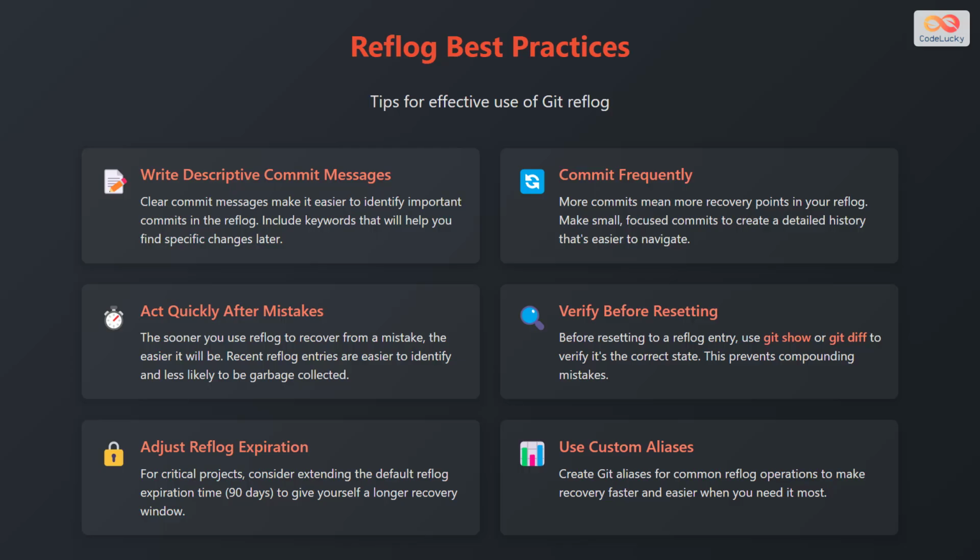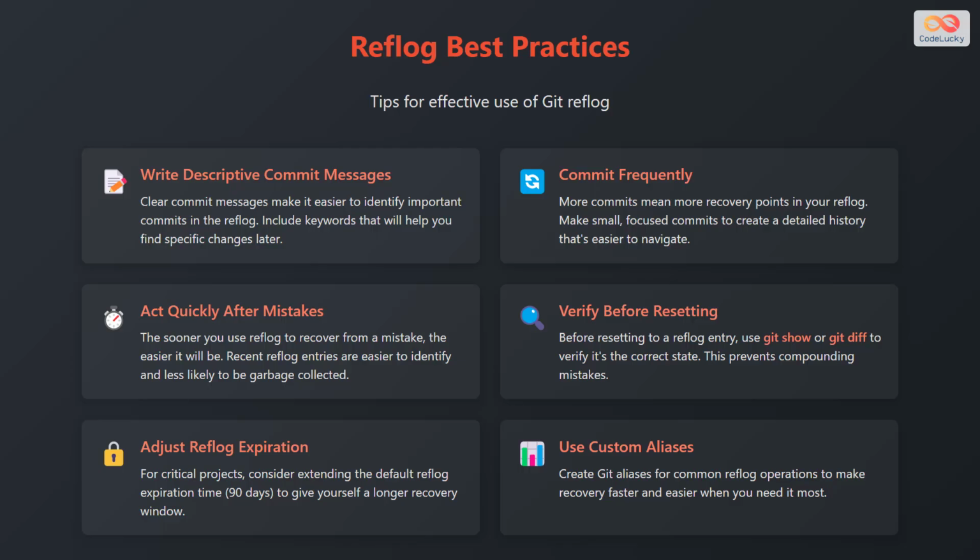Thirdly, act quickly after mistakes. The sooner you use reflog to recover from a mistake, the easier it will be. Recent reflog entries are easier to identify and less likely to be garbage collected. Fourthly, verify before resetting. Before resetting to a reflog entry, use git show or git diff to verify it's the correct state. This prevents compounding mistakes.